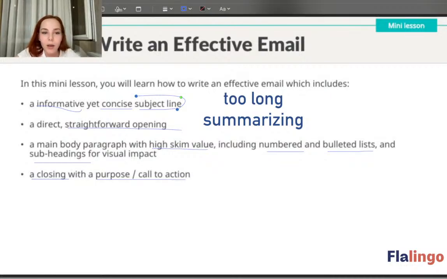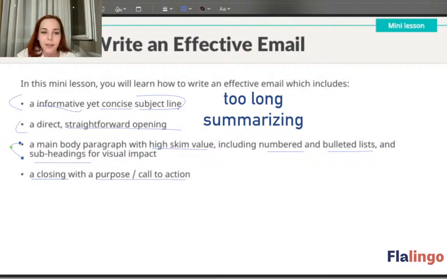Alright, so this is my beginning. This is my first thing while writing an email. And the second part is a direct, straightforward opening. Straightforward means being direct. You need to get to the point immediately. You don't need to be boring while writing an email. It's an important part. And yeah, you need to get to the point.